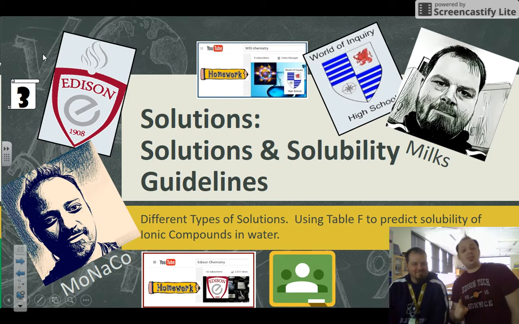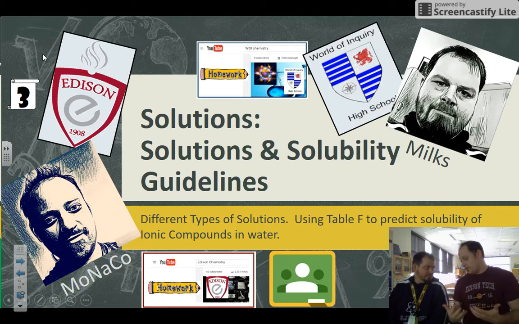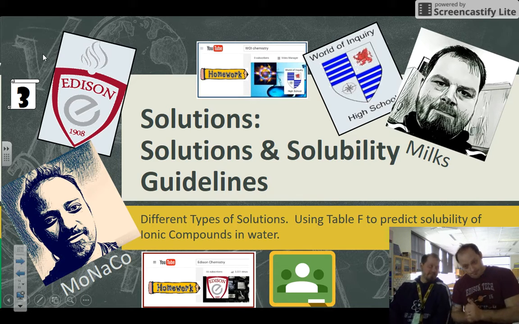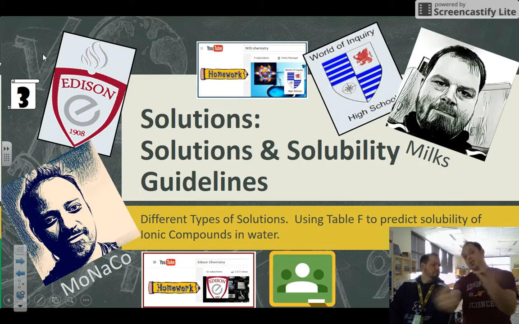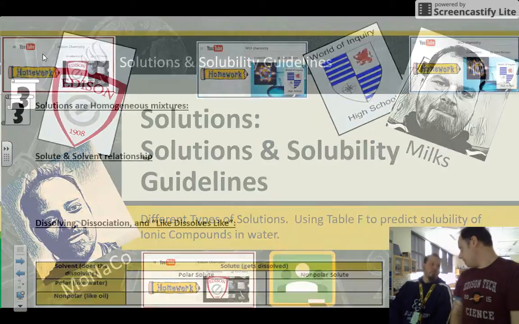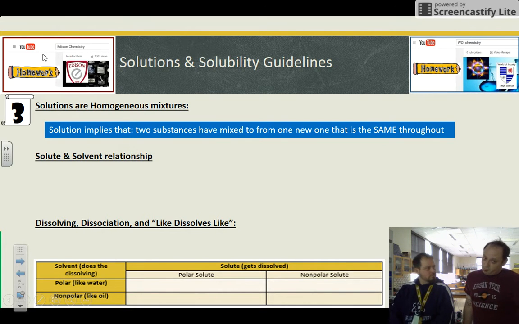Solutions and solubility guidelines. We're going to hit the different types of solutions, so some definitions and review. And then on to Table F: how do we use that thing? We're also going to show you how to do double swap reactions, double replacements, and predict if the product is soluble or insoluble. Yes, will a precipitate form? So first off, the definition.